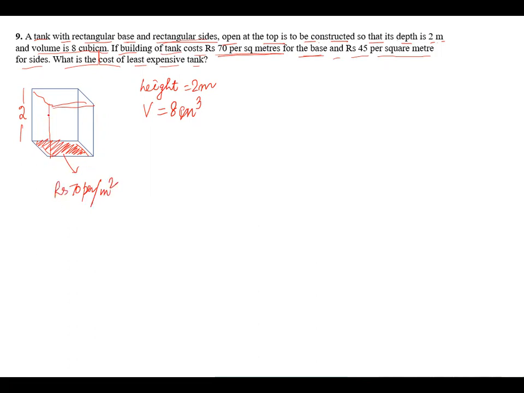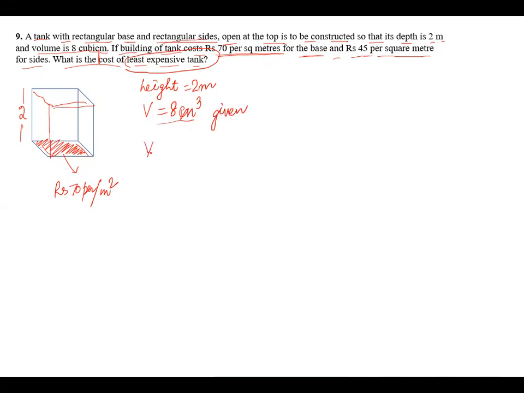And for the sides, rupees 45 per square meter. What is the least cost? This is the minimum thing. The cost is minimum. Okay. So what else can we find from it? Volume is given.